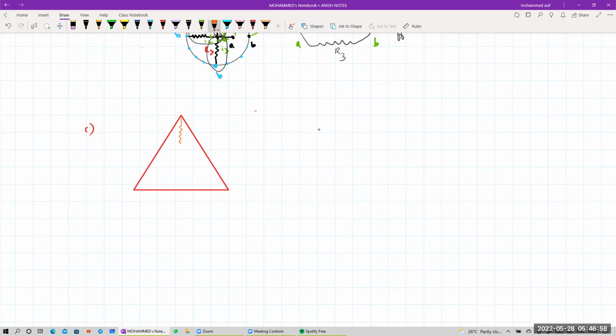Here there is one resistance, this is a junction, and here there is one resistance, and here there is one resistance. Okay, so the resistance of this is R, of this is R, of this is R.